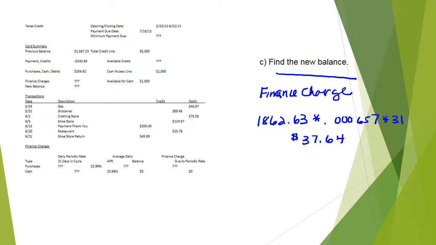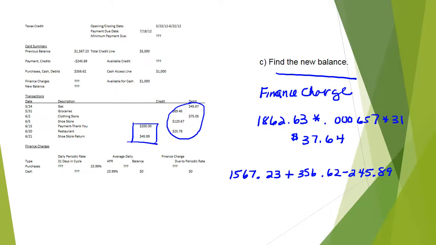So to figure out our new balance, we want to take our previous balance of $1567.23, add any new charges that we've had, which total up to $356.62. Your new charges are all located right here. Subtract out your credit, which in this case was $245.89. Here's my credit here. But then we need to also add in our finance charge, which is $37.64, which we calculated. So our new balance is going to be $1715.90.